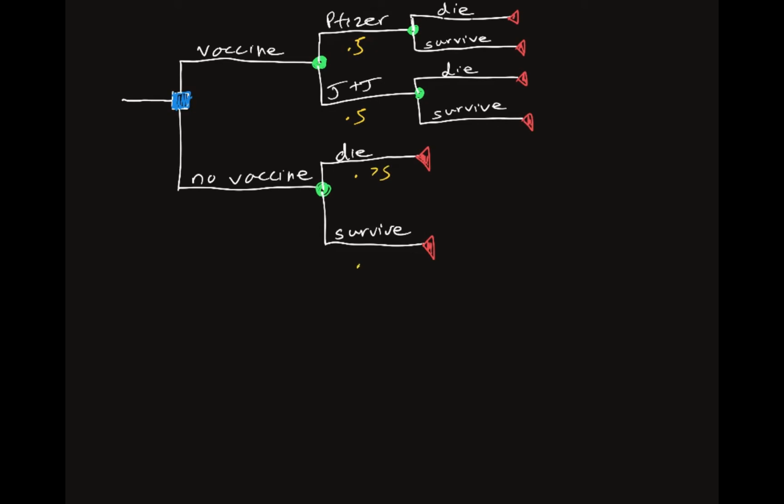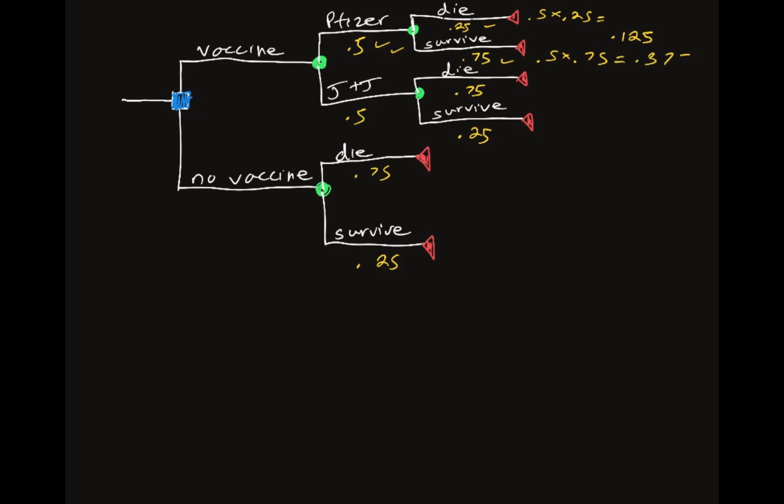And after each green circle, the probabilities add up to 1. So you choose to get a vaccine. Half the time they give you Pfizer, half the time they give you Johnson & Johnson. If you get Pfizer, 25% of the time, 0.25, you die from the Pfizer vaccine, and 75% of the time you get the Pfizer vaccine and survive. Those probabilities are reversed for Johnson & Johnson, where only 25% survive. So the Pfizer vaccine is a little better than Johnson & Johnson.